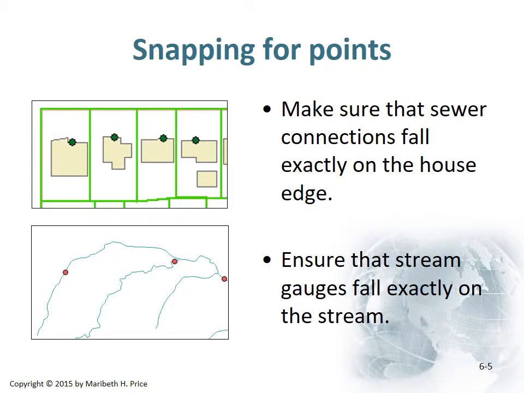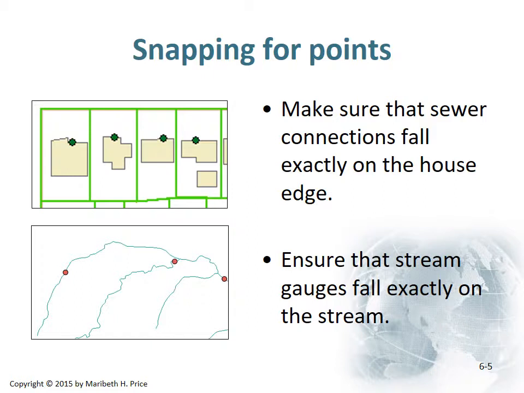When we're snapping point locations, why would we want to do that? Well, here are a couple of examples. We want to make sure that sewer connections between a house and the city sewer line fall exactly on the edge of the house. So the point snaps to the edge of the polygon that describes the house, which gives us the geographic reality of the sewer line actually exiting from the house and entering the network.